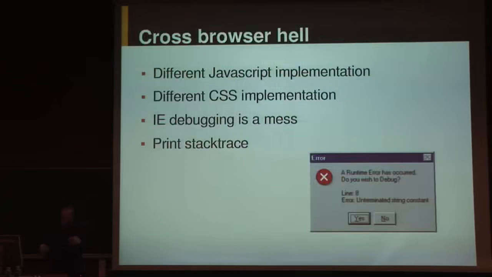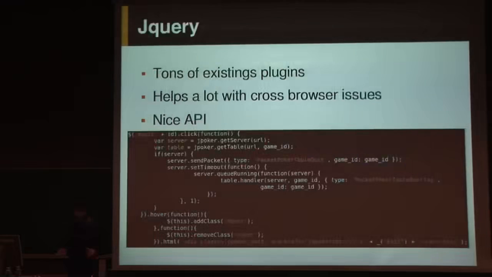So when we are doing a web app, we've seen it's great to target the web for a poker client, but there are also drawbacks. There is the cross-browser issue, because you have many different JavaScript implementations, many different CSS implementations, and debugging, for example, in Internet Explorer could be a mess. So we had to add some code in order to be able at least to print a stack trace on each browser.